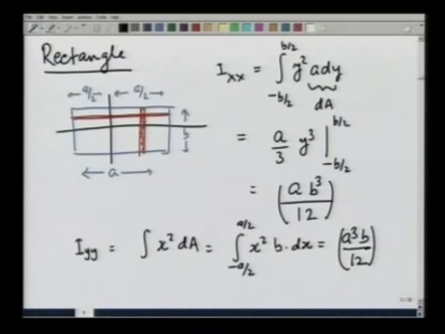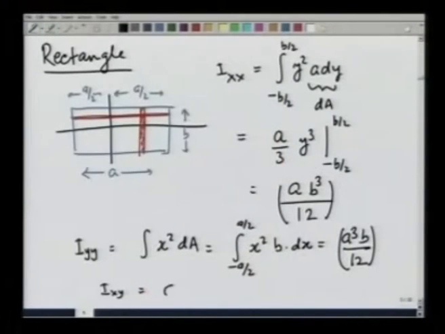How about Ixy? Again you will see by symmetry, because the area is equally distributed on the negative side and the positive side of the y and x axis, it comes out to be 0. So we have also calculated the second moment and product of area for a rectangle.